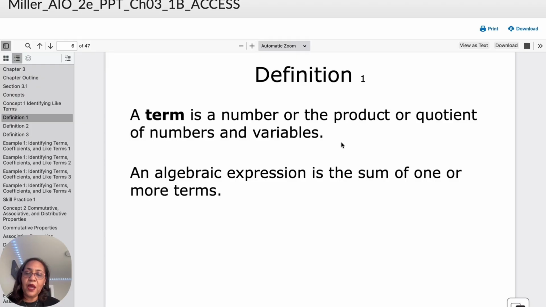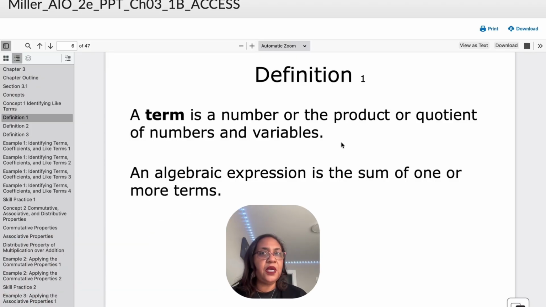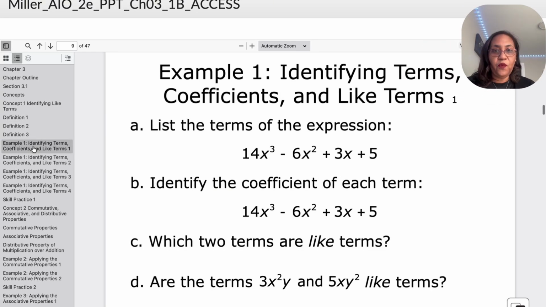I think a lot of people have difficulty with algebra because they're not making the connection from one thing to the next, or are not understanding the definitions. So here it says a term is a number or the product or quotient of numbers and variables. So what does that look like? Well, an algebraic expression is the sum of one or more terms. What does that look like? So you can jump to example 1 and see that.